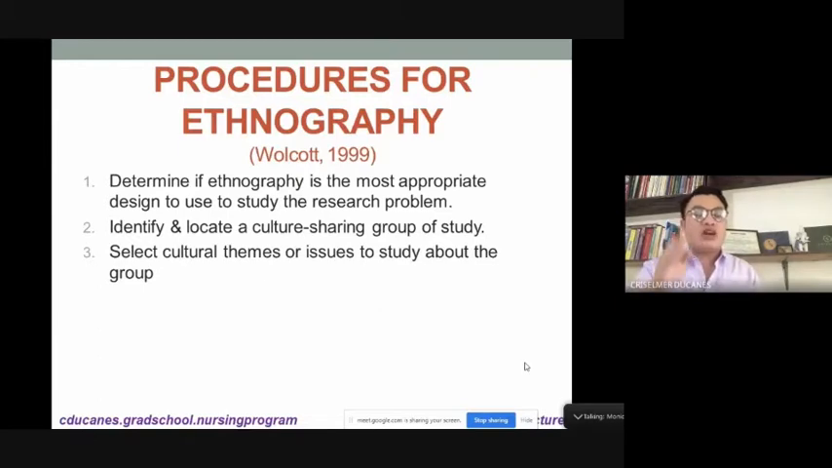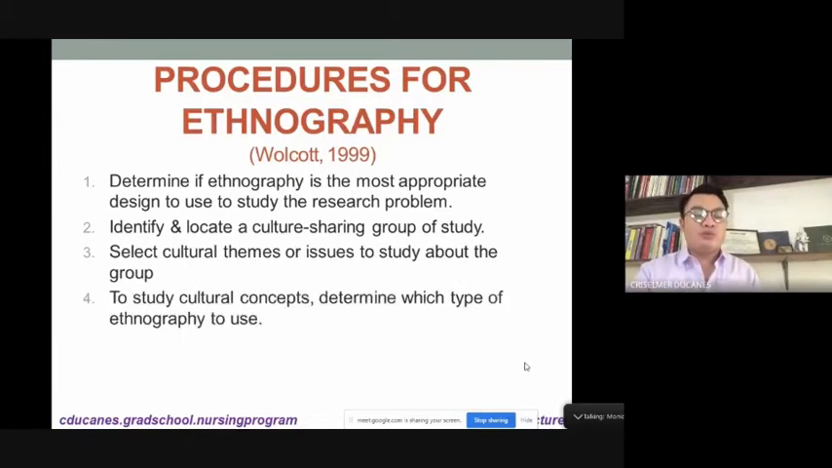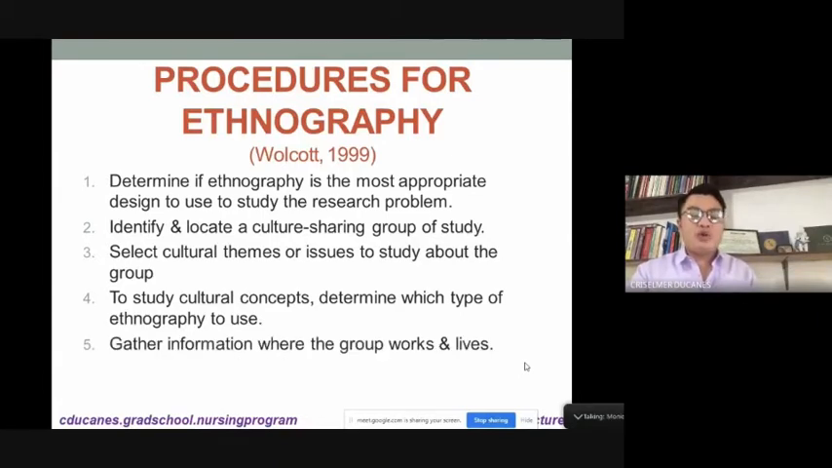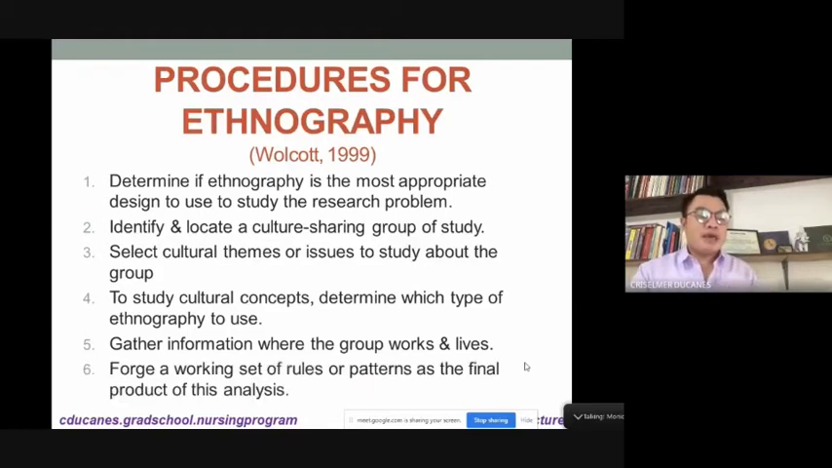And also, you have to select cultural themes or issues to study about the group. And to study cultural concept, determine which type of ethnography to use. Okay, there are actually types of ethnography. Okay. So we will not discuss the different types of ethnography. This is just to present to you the procedures in making your ethnography and gather information where the group works and lives. That's why we need immersion. We immerse with them. We live with them. And forge a working set of rules or patterns as the final product of this analysis. So you look into the patterns, kung ano ang discover mo in terms of their culture. Okay? So that's the outcome, that's the result of your study. Okay? So that's your ethnography.